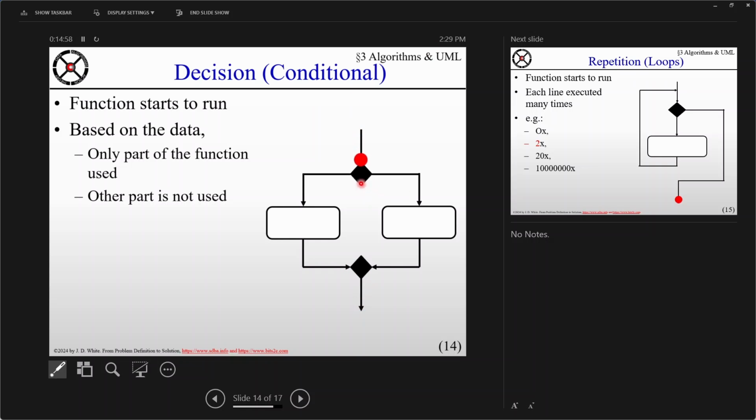He starts down. He comes and makes a decision based on the data, and he chooses one way or the other. Choosing this way, he then does this step. Once he's finished doing that action, he continues on his way, joins back with the person that went the other route, and then continues on in the program. This is a conditional example.